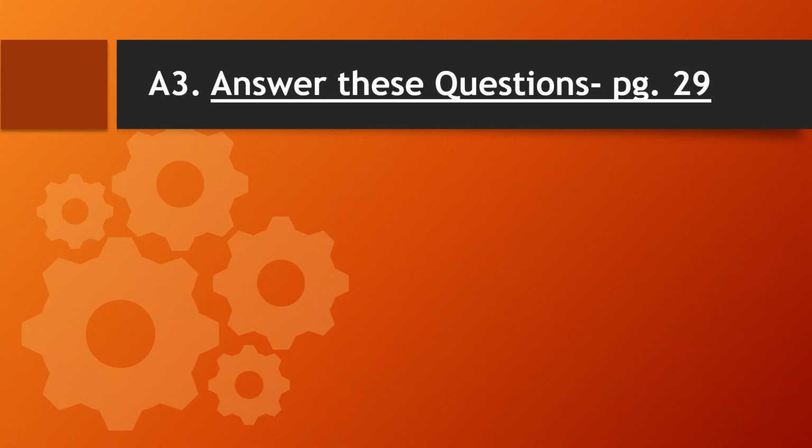Now, let us go ahead and see exercise A3. Exercise A3 is answer these questions on page number 29. There are 7 questions given to us, but we are going to do only 6 of them, from number 1 to number 6. Number 7 is a question that we are going to discuss in the live class. So as of now, we are going to do exercise A3 from number 1 to number 6. So get ready, and don't forget that this exercise has to be written in your CW.